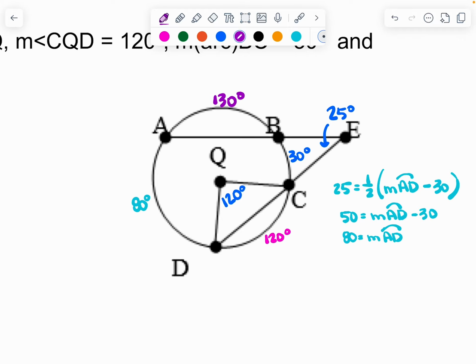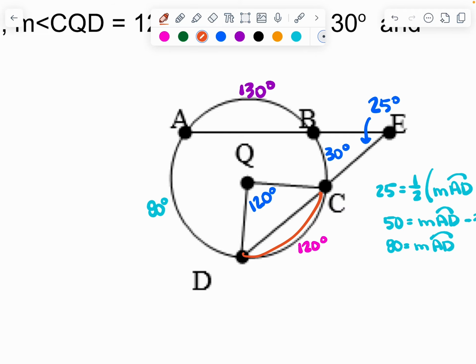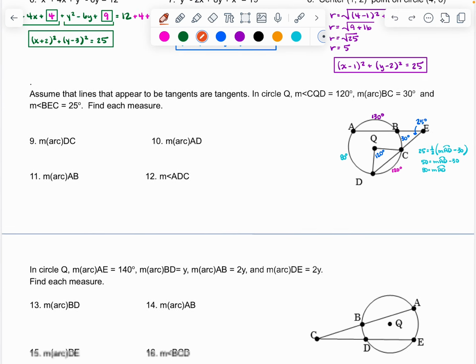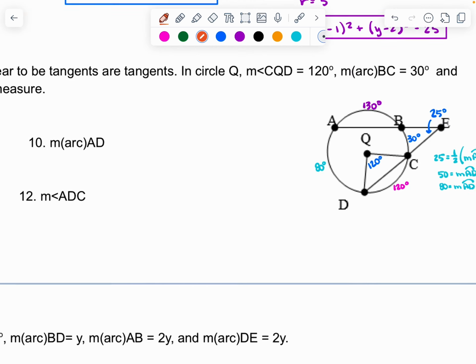Okay, so let's go see what we answered. Here we go. Number 9 is asking us for the measure of arc DC. Oh, we just did that already because his arc is equal to his central angle. So that's going to give us 120 degrees. All right, number 10 wants the measure of arc AD. Oh, we already found that because we used the outside angle formula there. So he's going to be 80 degrees.